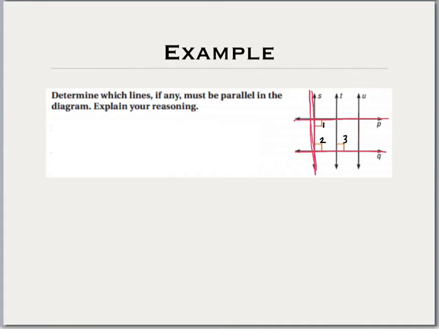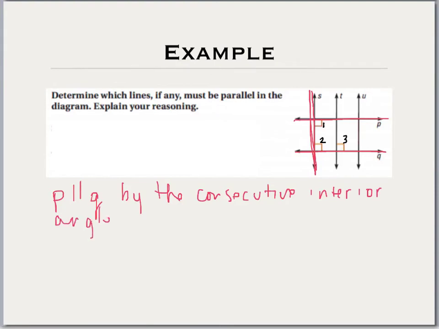Okay, so we could say P is parallel to Q by the consecutive interior angles converse. Remember, the consecutive interior angles theorem said that if the lines are parallel, those angles are supplementary. So we can flip that around and say if they're supplementary, then the two lines must be parallel.